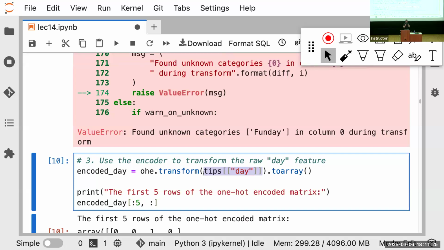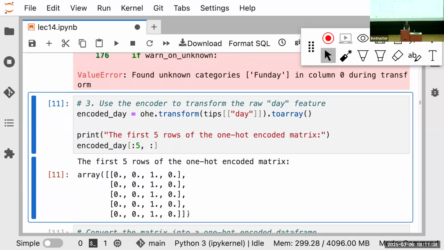So we're taking the full column of days from the tips data frame, transforming it with our one-hot encoder, and then converting it to what's called a dense matrix, the standard representation of a matrix. Let's see what it looks like. We run it. Remember all of those rows in the lecture, they were all Sunday. Notice in this case, same idea. Everything is the Sunday representation: 0 for Friday, 0 for Saturday, 1 for Sunday, 0 for Thursday. So we've now one-hot encoded our columns, and we now have a matrix.